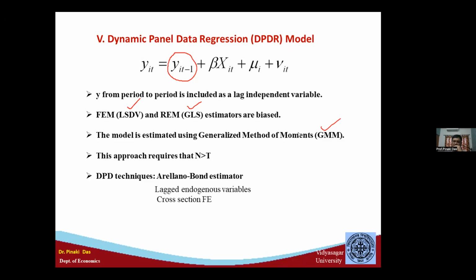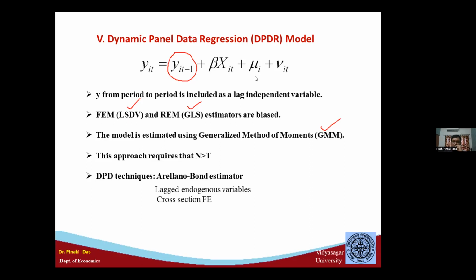This GMM is totally different compared to the LSDV and GLS. Another important feature is that when we are interested to use the generalized method of moments in case of panel data regression model, the number of cross-section observations must be greater than the number of time-specific observations. N is the number of cross-section observations, T is the number of time series observations in case of panel data. Therefore, this condition is also important, N greater than T.